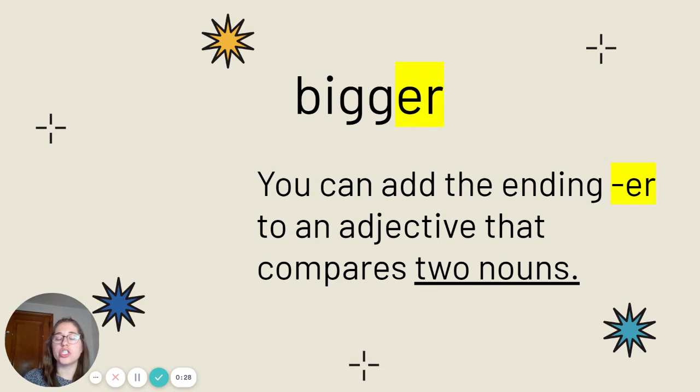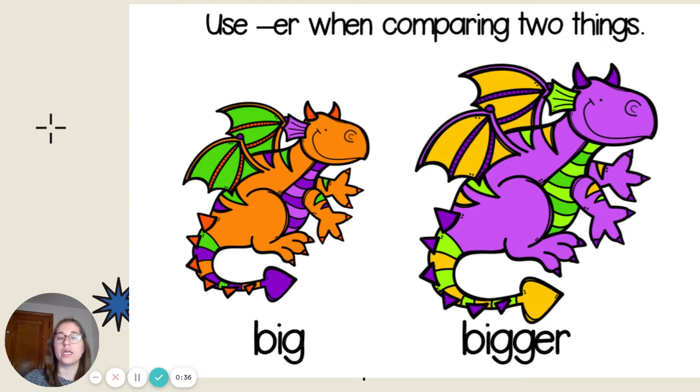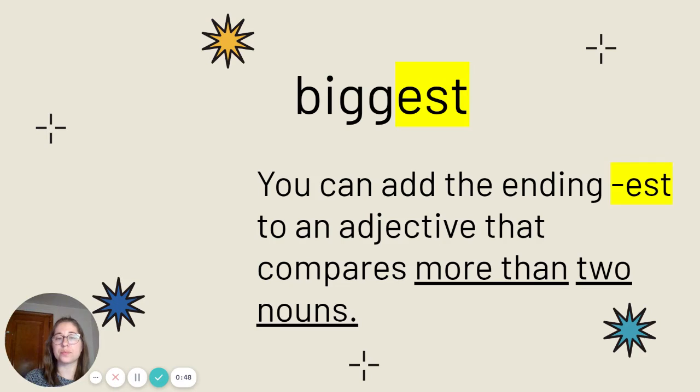Bigger, B-I-G-G-E-R. You can add the ER ending to an adjective that compares two nouns. Here we have the two dragons. So we use ER when comparing two things. The orange dragon is big, but the purple dragon is bigger, B-I-G-G-E-R.